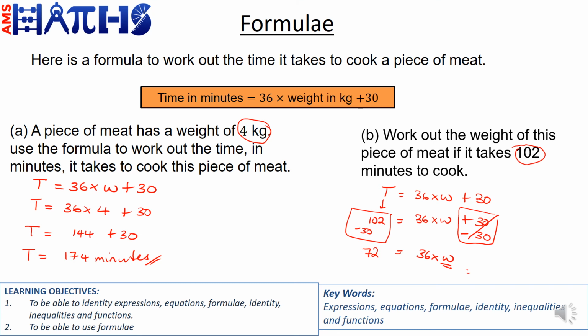We'd have to divide both sides by 36. 72 divided by 36 is 2. 36 divided by 36 is 1, so that's 1 W. So the weight of the meat, W, is equal to 2, and that's kg, because it told us in the equation that the weight is in kg.